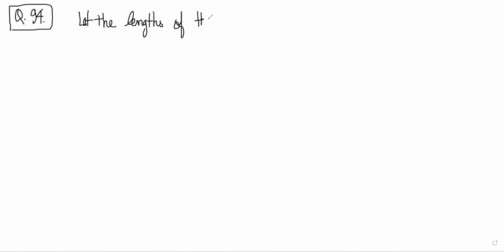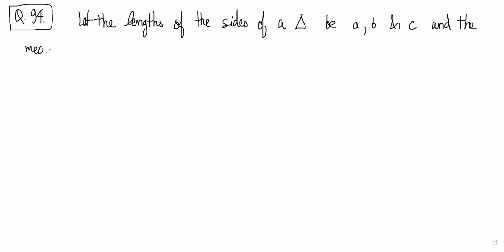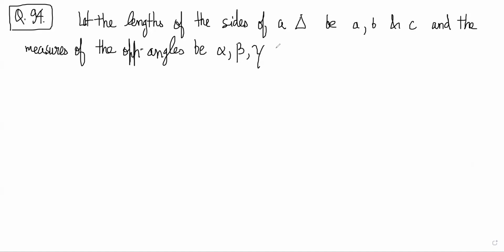Okay, let's look at the next problem. Question 94. Let the lengths of the sides of a triangle be A, B, and C, and the measures of the opposite angles be alpha, beta, and gamma, respectively.